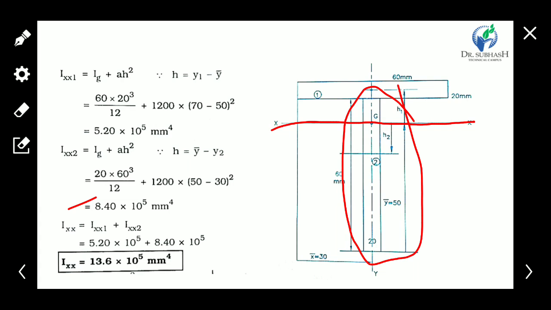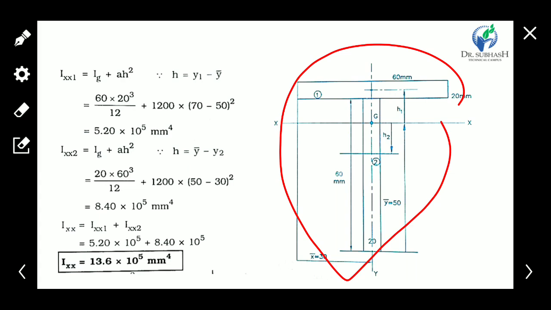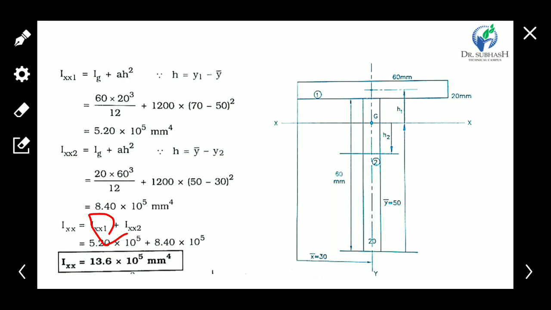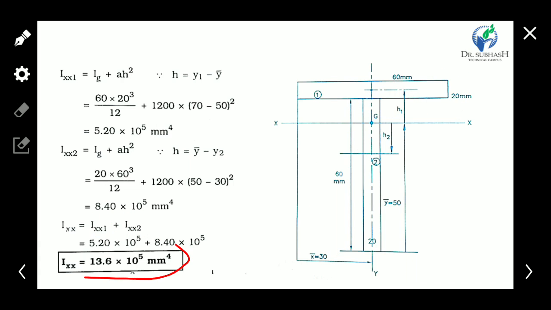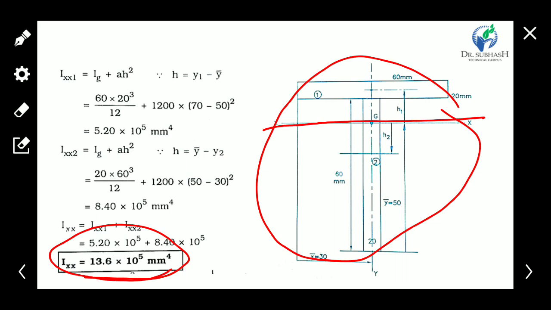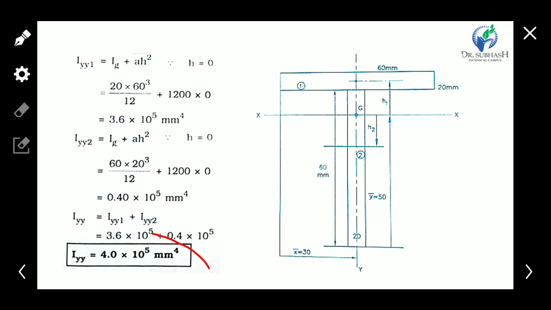Now the total moment of inertia of this composite section is the summation of all element inertia. So Ix total is equal to Ix1 plus Ix2, moment of inertia of the first element plus moment of inertia of the second element. So we can get the total moment of inertia of this compound section about x-axis. Now we have to find out the moment of inertia about y-axis. So again this procedure is repeated.